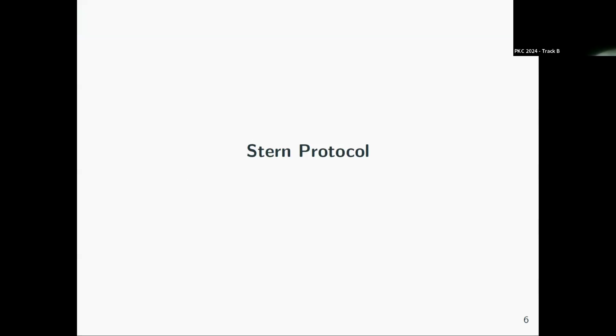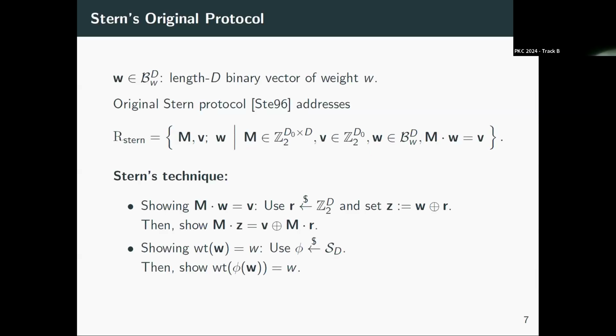Another preliminary is the Stern protocol. Stern protocol is a zero-knowledge argument of knowledge from Stern, and it addresses the problem of proving a linear relationship between three components: a matrix M, a vector V, and a witness W. In this protocol, the prover would like to prove that he possesses a vector W such that M times W is equal to V, and this witness W has an additional constraint that the weight of W is equal to some small w.